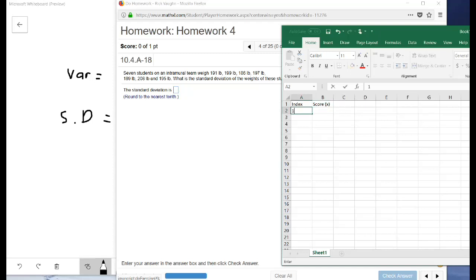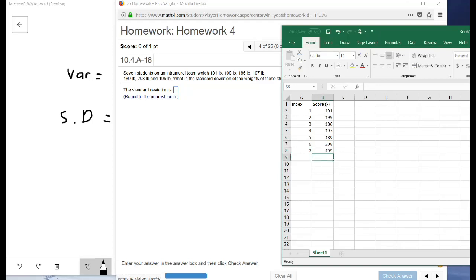Score number 1 is 191 pounds. Score number 2 is 199 pounds, just copying from the problem statement here. Number 3 is 186 pounds. Number 4 is 197 pounds. Number 5 is 189. Number 6 is 208, and number 7 is 195. So I think that's it. There are 7 different weights listed here. Let me make sure I got them all, and they want to know the standard deviation.